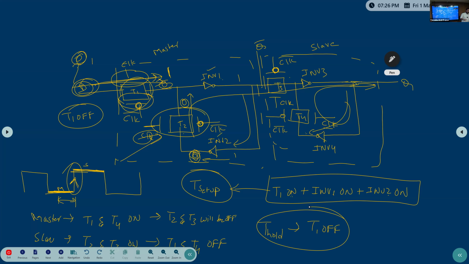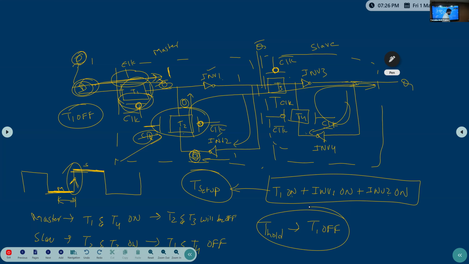The minimum time data should be stable after the active edge of the clock. This is the hold time. Clear?